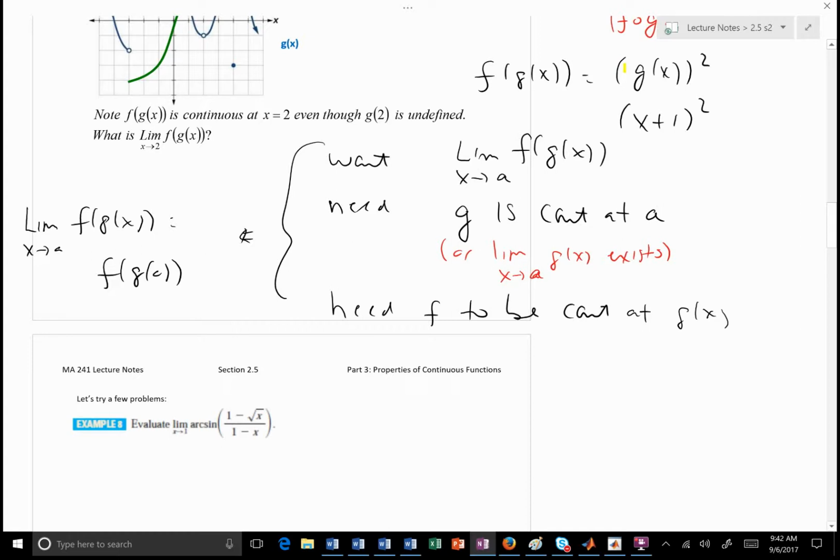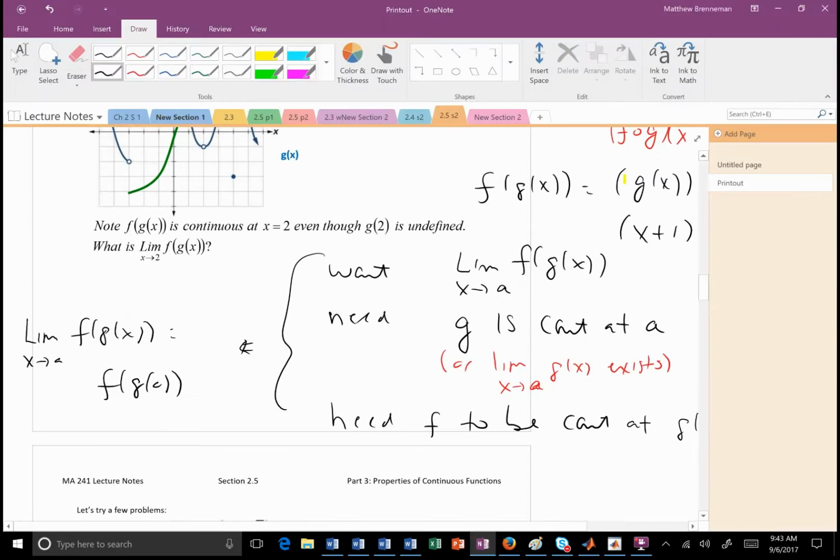Continuity is what we like, because limits at points always direct to value. Because what this really says is that given these two conditions, the composition is continuous. So we think of f of g of x as a new function, like h of x. Okay? So this is because f of g of x is continuous at a.